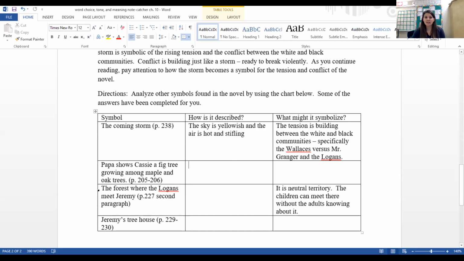All right, the next one, the forest where the Logans meet Jeremy. This is on page 227. So let's turn there. And we're gonna look at that second full paragraph.